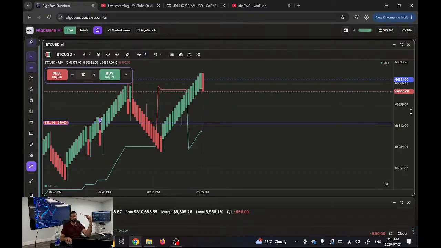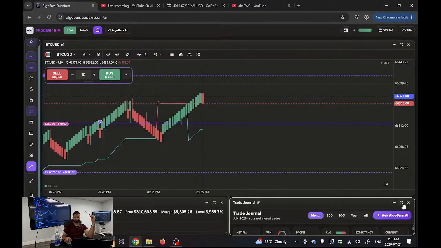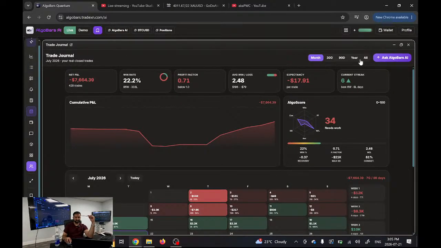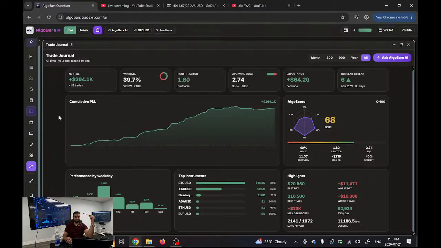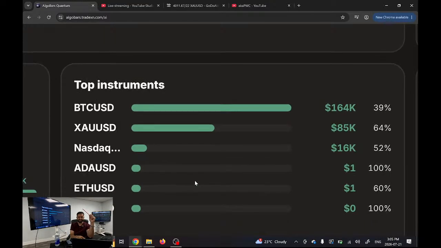Mostly right now we're doing BTC and a little bit of gold here and there because they're very volatile. NASDAQ is also very volatile. But let me show you guys this one thing, okay? For example, let me open up my trade journal. So on trade journal, let's go to all. Okay, so you guys can actually see this is my trade journal. So far on this account, we've made 264,000. And look, the top instruments that I trade and the profit that we've made, so mostly BTC.